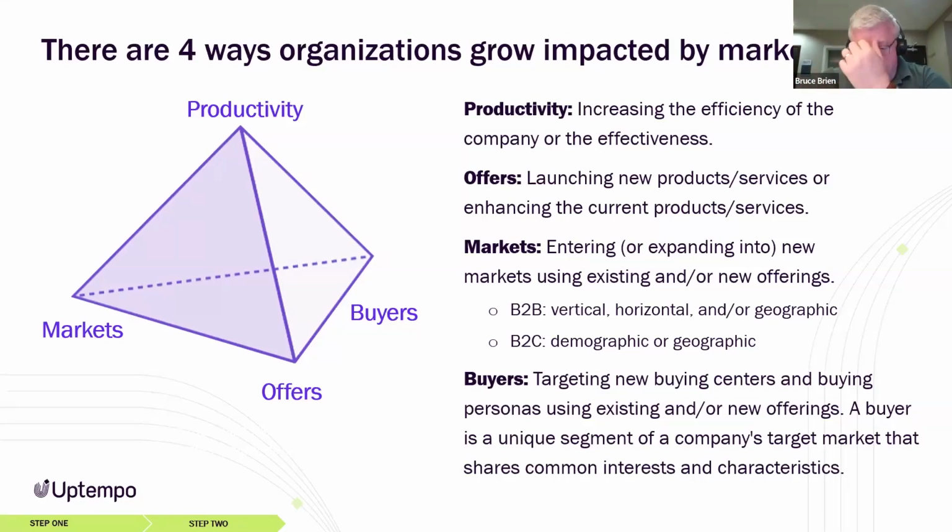The next area we might look at is offers, where we might be launching new products or services, bringing new products to market. Speaking of markets, that's actually the third way that we can impact growth. We can enter or expand into and open up new markets. This could be verticals in a B2B space, or it could be new demographics or new geographies from a B2C point of view. When we think about our last pillar, we're thinking about buyers at this point. We could be targeting new buying centers or individual personas, and that may be how we want to grow.